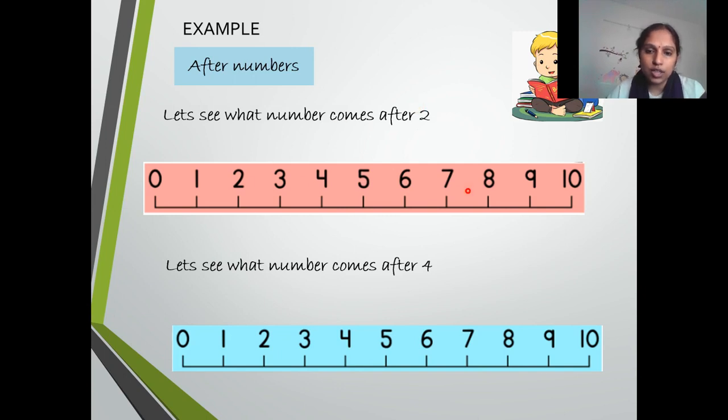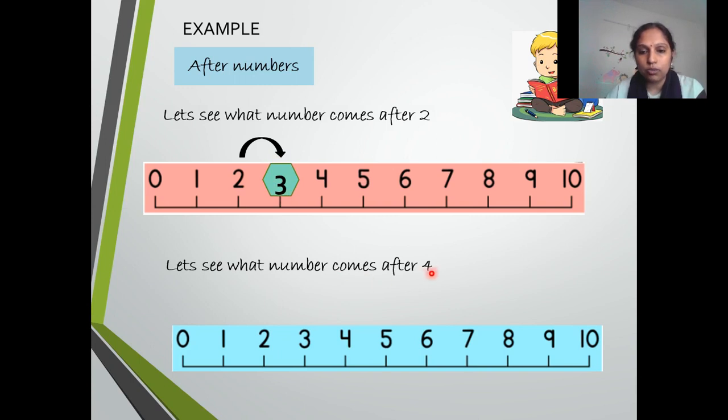Using the number line. So what are we going to do? Starting at 2, we are going one step forward. For before number, we moved one step backward, right? So for after number, we are going to go one step forward. So starting at 2, when we moved one step forward, we reach the number 3. So 3 is the after number of 2, right?